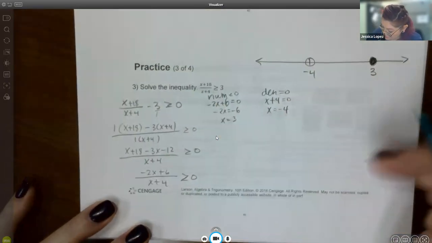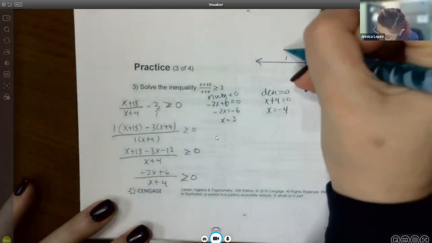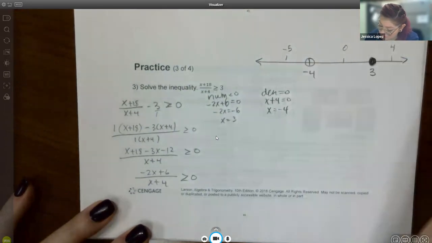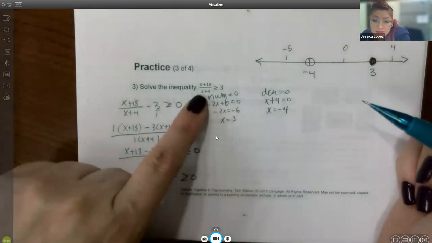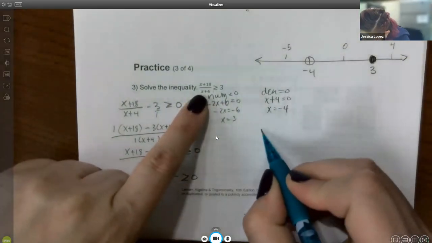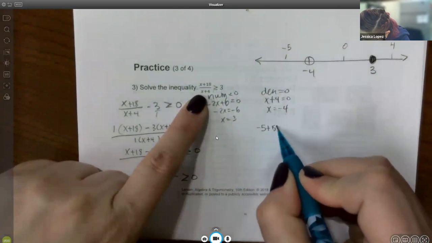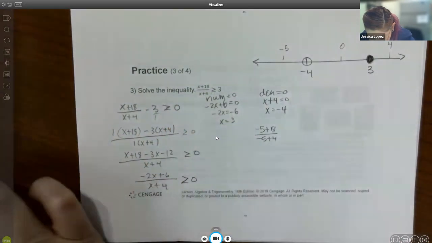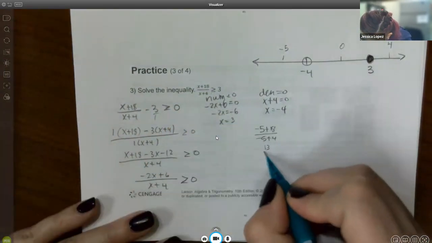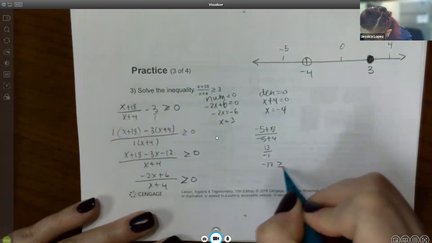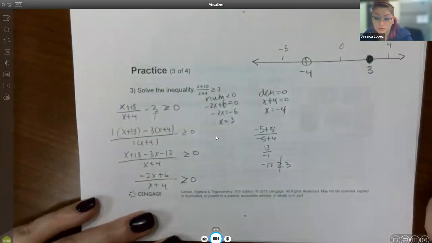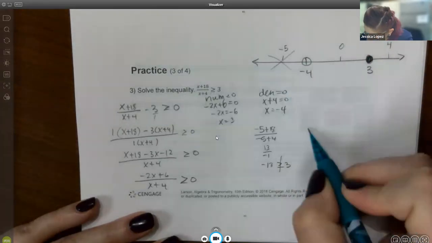So then now I'm going to test my intervals. So in this interval, I'm going to test negative 5. In this interval, I'm going to test 0. And over here, I'm going to test positive 4. And again, I like to test them in the original, okay? So negative 5 plus 18 over negative 5 plus 4, that is 13 over negative 1, which is negative 13. Now, negative 13 is not greater than or equal to 3. So this section is not part of my solution. Now I'm going to try 0.